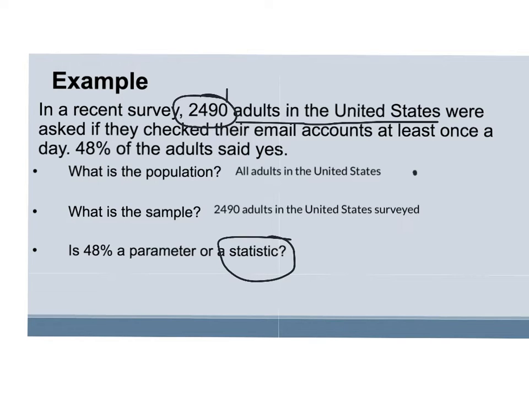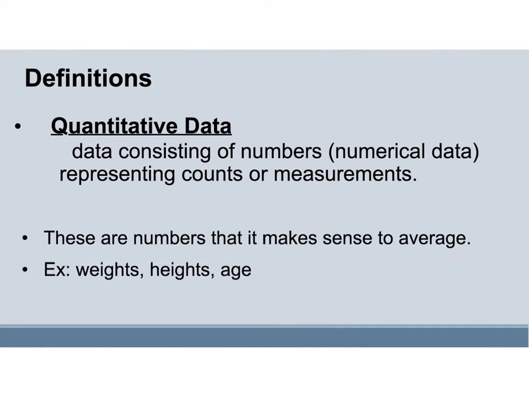48% of the 2,490 adults in the United States said that they check their email accounts at least once a day. It's only a parameter if this had come from a census, and a census would have been all the adults in the United States. Okay, so let's move on to our next set of definitions. Well, I have all of these in class, so this is just to kind of get you started on them.